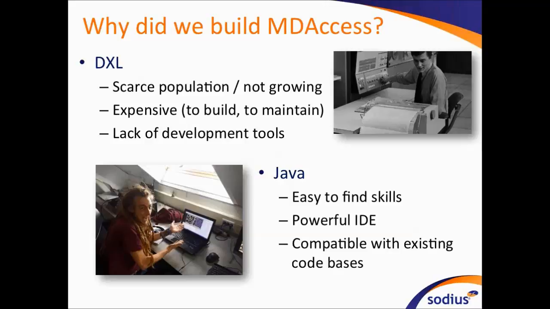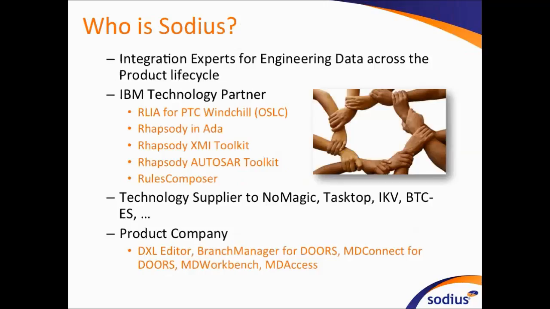So going to Java, easy to find skills. Java programmers are a dime a dozen. There are powerful IDEs, whether it's Eclipse or anything else that could be out there. And also, I think important as well, it's probably tying in with a lot of the existing code, or it's easier to get Java to other stuff type bridges than it is DXL or DOORS to other stuff bridges in place. So it's going to let you more cost effectively build your solutions and also tie it in with the rest of the existing infrastructure that your organization has.